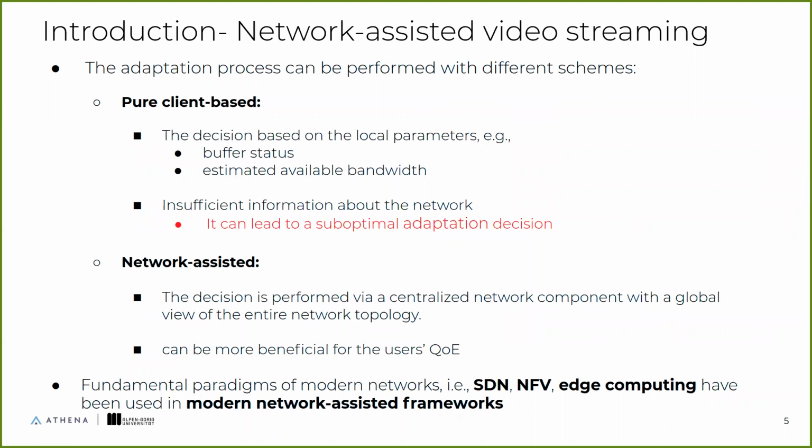In the pure client-based approach, there is insufficient information about the network, and it can lead to suboptimal adaptation decisions. So network-assisted video streaming services can be more beneficial for user QoE compared to the pure client-based approach. Fundamental paradigms of modern networks like SDN, NFV, and edge computing have recently been used in modern network-assisted frameworks.